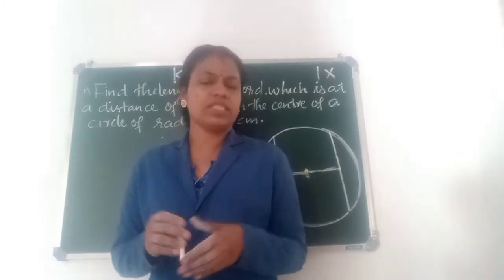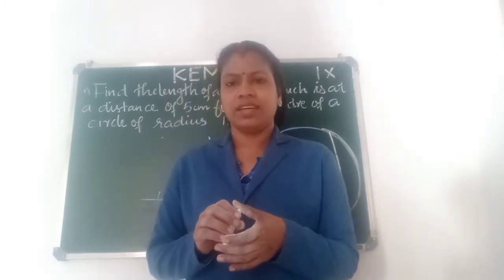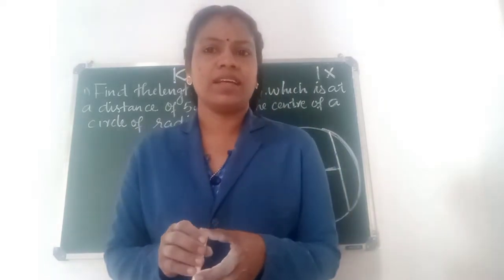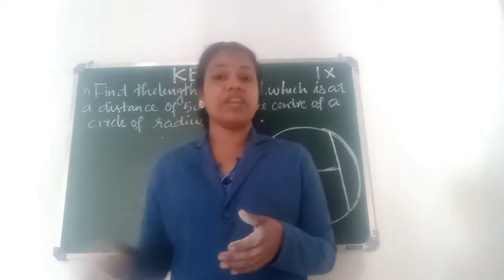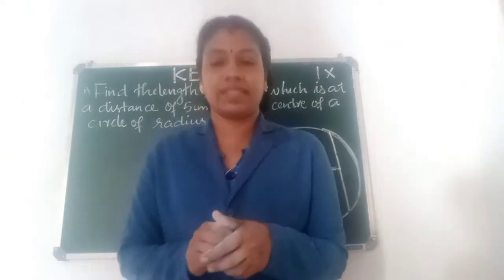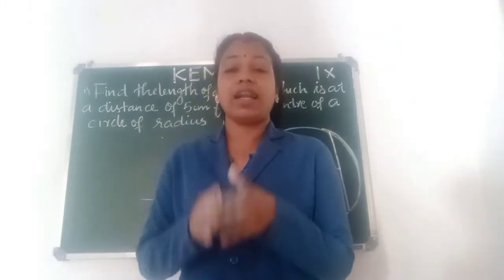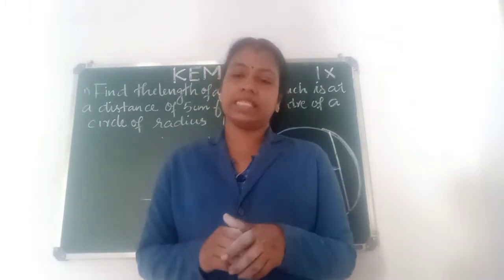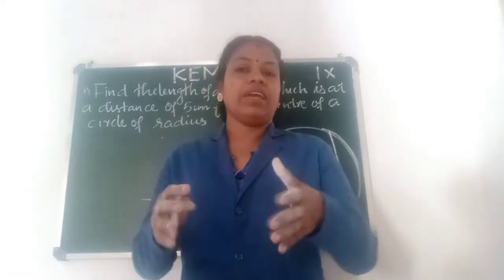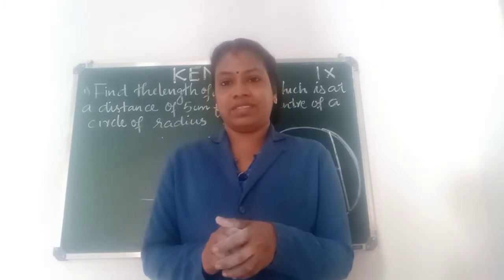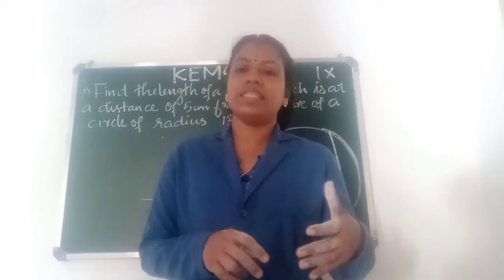Then what does central angle mean? An angle subtended by an arc at the center of a circle is called the central angle. Okay. So here we have some important theorems related to these arcs and angles.